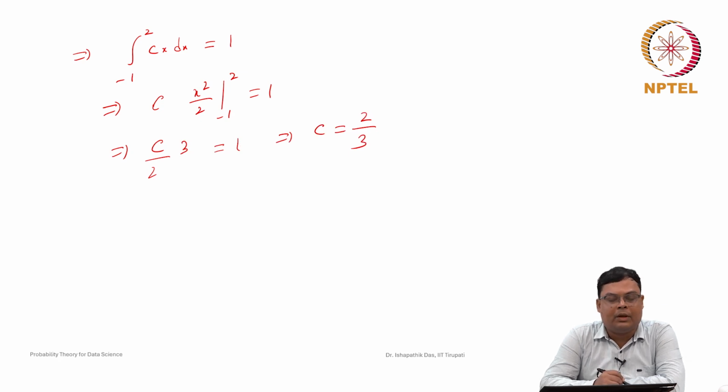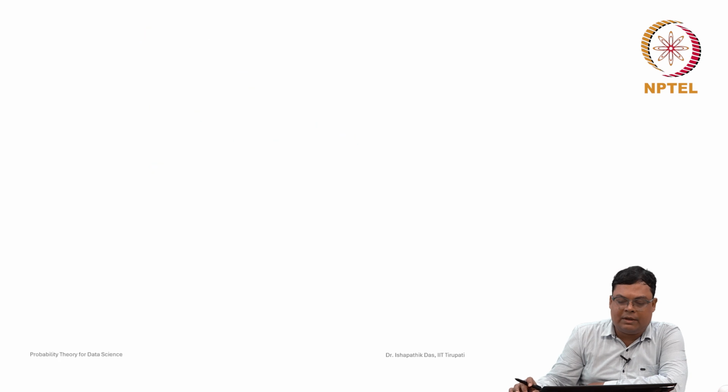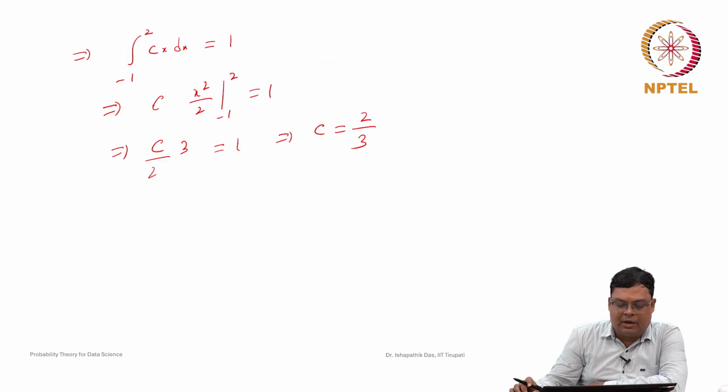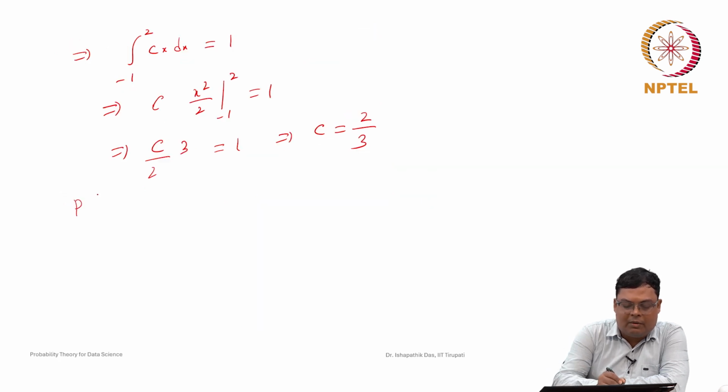So, we can find a constant here. We can see that it may be a probability density function, because by solution C is equal to 2 by 3. That means if you take C equal to 2 by 3, then it seems it will be a probability density function. Now, we want to find the probability of X less than or equal to 0.